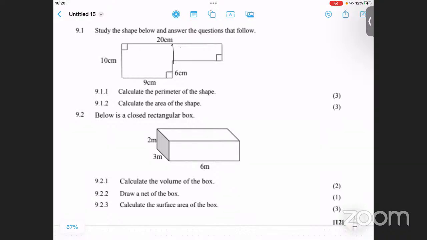Ma'am, we have to add the length of all the outer sides. Mm-hmm. Yes, ma'am. I'm still calculating. Okay, Daniel, have you calculated already? How are we going to calculate for this? Or how did you calculate for this?